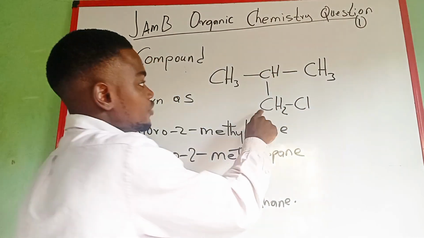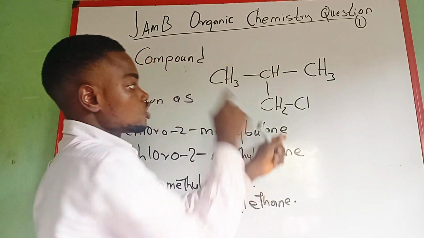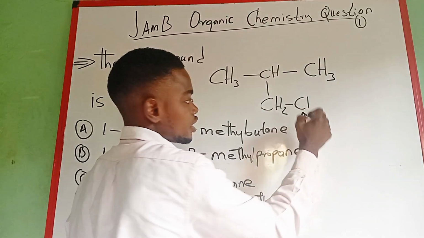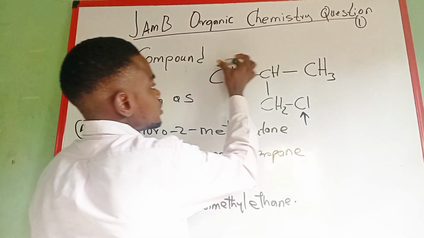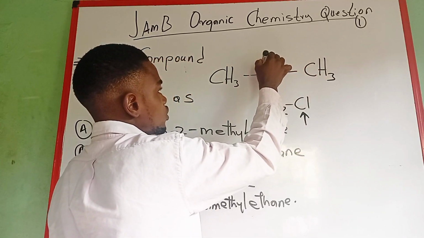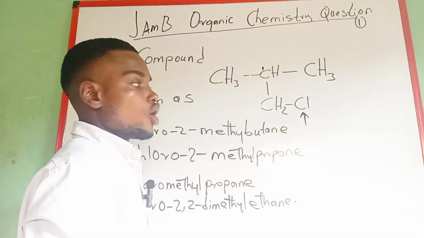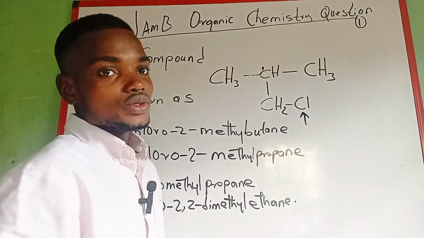But then there is something. If you follow here, you have a substituent. This substituent over here, if you follow from this side or this side, that is this branch chain. But if you follow this straight chain, you also have another substituent over here. All right. So which of these are we going to take?